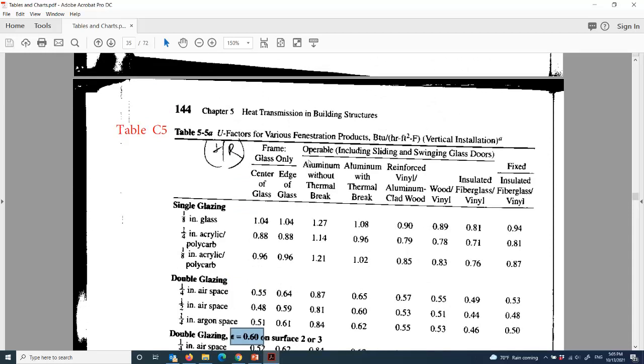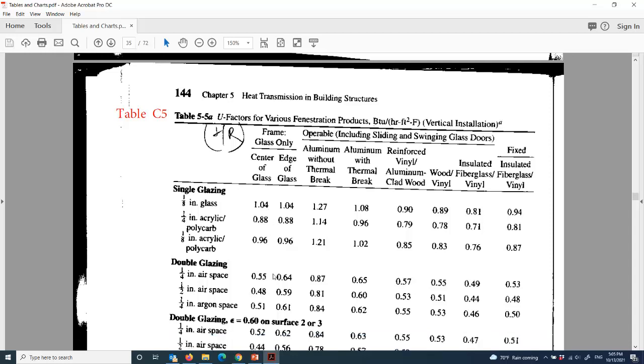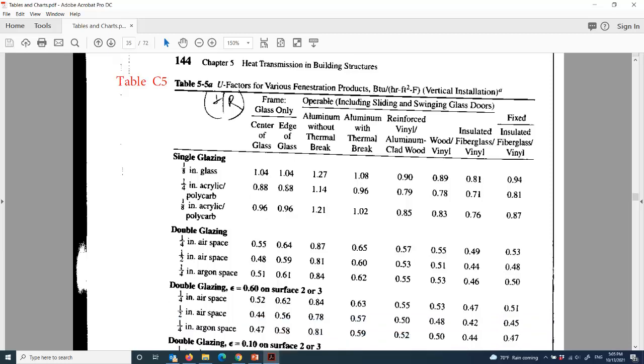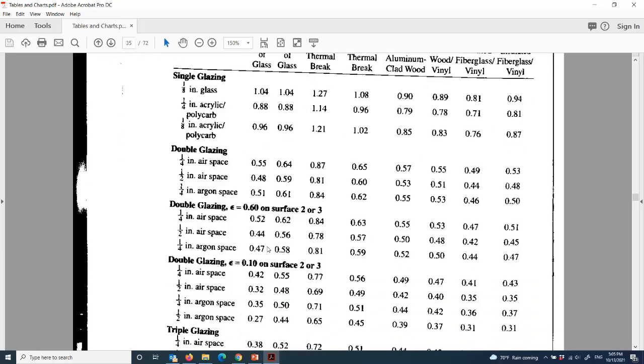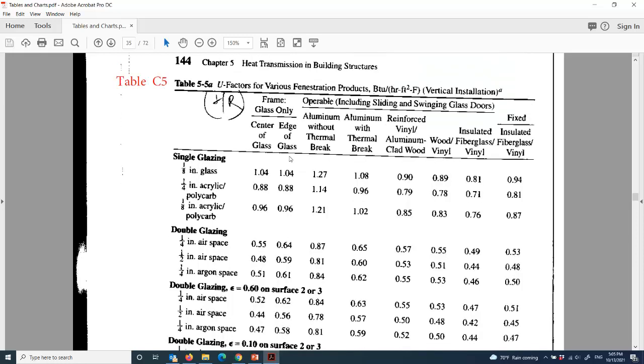If it doesn't have a frame, it's just glass, it's different between the center and the edge of the glass. If it's in the center, it's the same. Sometimes you might have different thicknesses between the edge and the center. So these values, you might see them different as you go to the double. You see here, only for single they are the same. So as you go down, you'll have different values between the center of the glass and the edge.